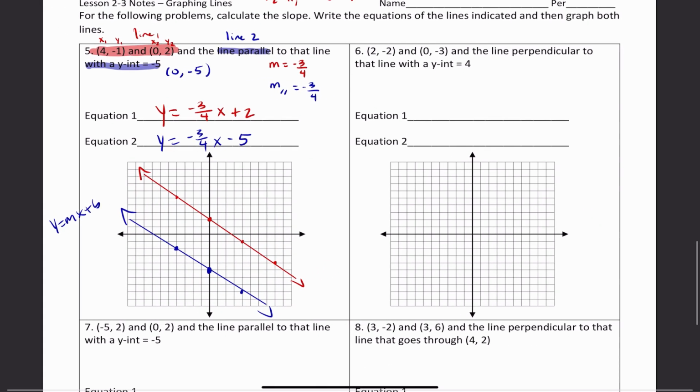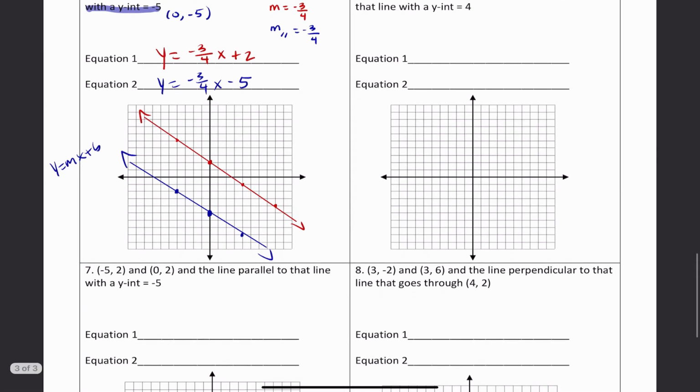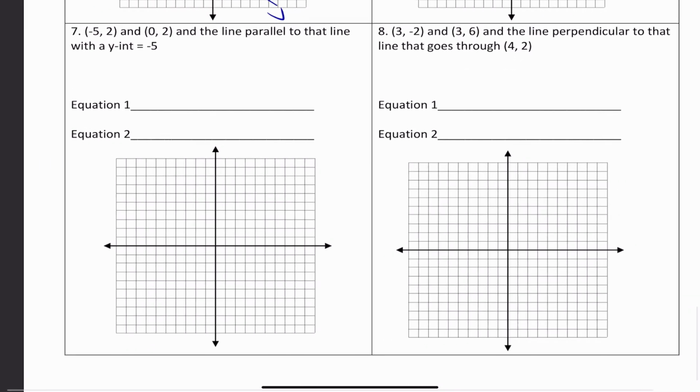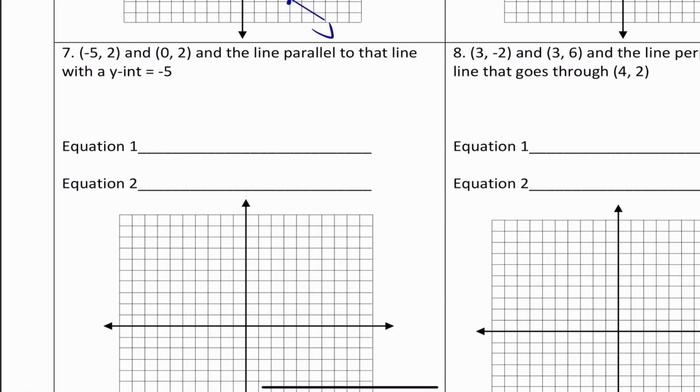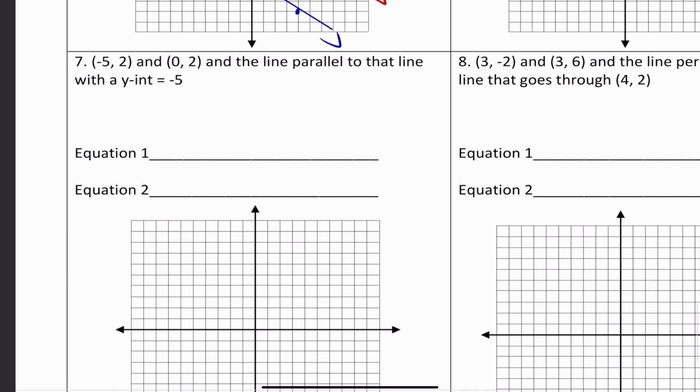All right, let's go ahead and take a look at number 7. Let me go back to the red color. So we have a line that contains points -5, 2, and 0, 2, and the line parallel to that first line with a y-intercept of -5. Okay, so here's line 1, and line 2 over here is parallel to this line, and that second line, in blue, has a y-intercept of -5.